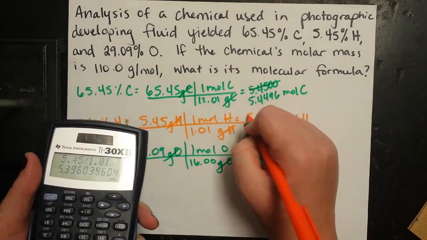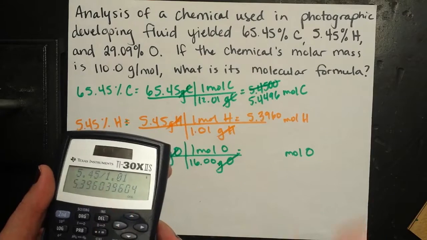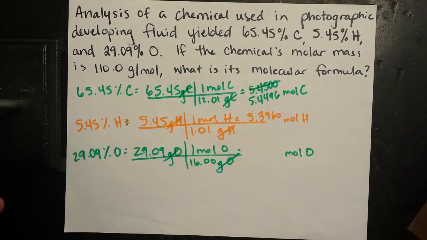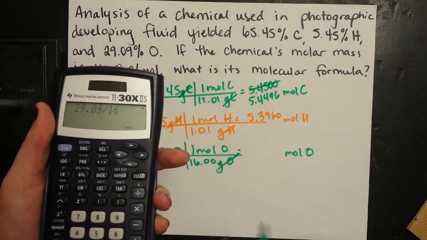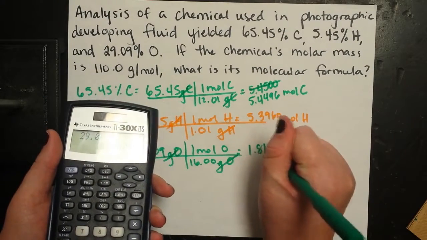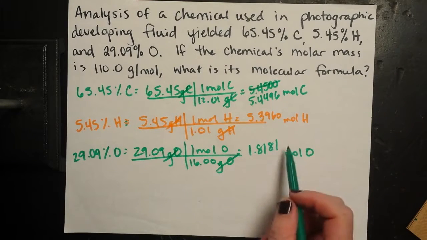Okay, for hydrogen, I've got 5.45 divided by 1.01. So it gives me 5.3960. Again, that 3 would not round that 0 up. And then for oxygen, I've got 29.09 divided by 16. And I get 1.8181. That's a fun number. It's like a palindrome number too.